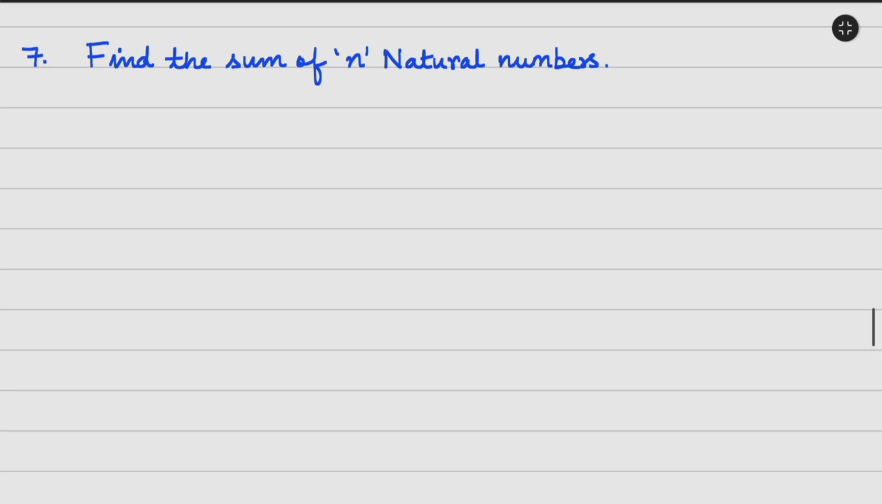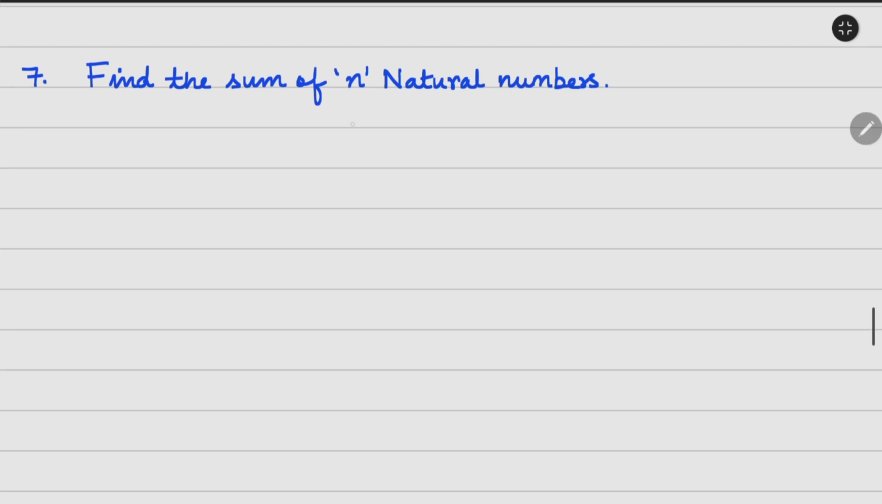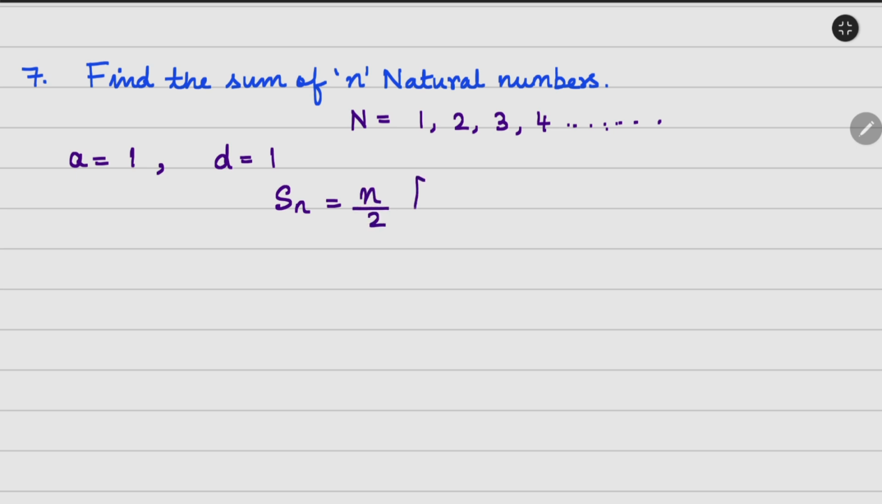Find the sum of n natural numbers. What do you mean by natural numbers? Capital N is equal to 1, 2, 3, 4, and it will go on, right? All the counting numbers are called natural numbers. What is your first term here? It's just 1. What is the common difference? 2 minus 1. It's again 1. Find the sum of n natural numbers. What is Sn? The formula is n by 2 into 2a plus n minus 1 into d. This is the formula for calculating the sum of the first n terms.